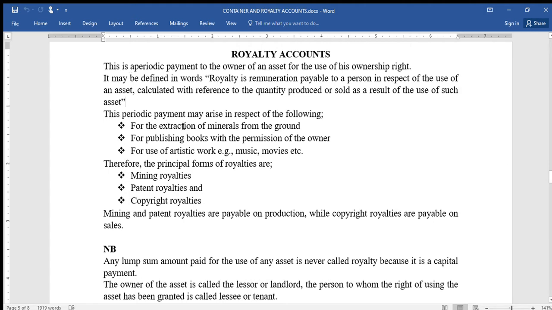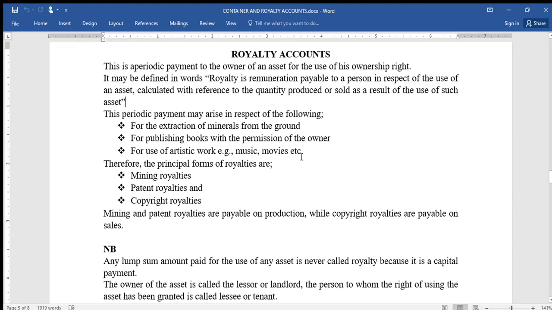And this periodic payment arises in three circumstances. The first one is when there is extraction of minerals from the ground, then publishing books with the permission of the owner, and then use of artistic work, e.g. music, movies, etc.